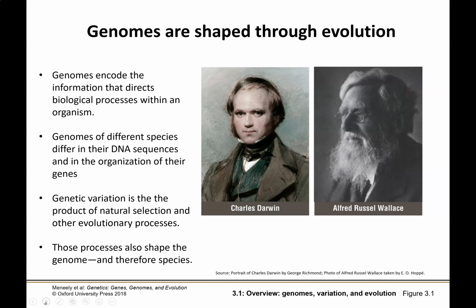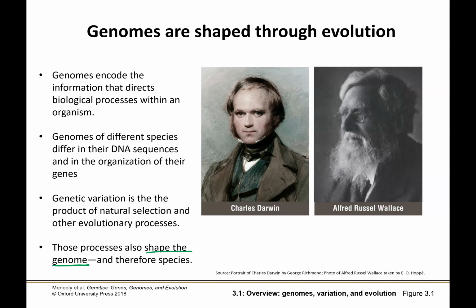Genetic variation is a product of natural selection, so the environment affects what genes are present in a particular population and in a particular organism, and it affects how well those organisms are adapted to their particular environment. So those same processes also affect the entire genome. Genome organization, the number of genes, the types of genes, all that sort of thing are affected by natural selection and evolutionary process. And therefore, by extension, the process that affects the genomes affects the species as a whole.